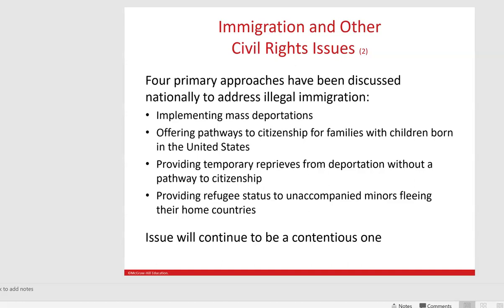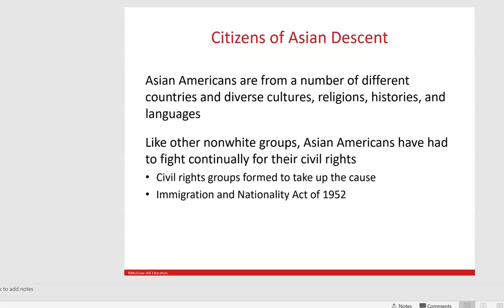How do we address illegal immigration? We can implement mass deportations. We can ease the path to citizenship for families with children born in the United States. We can provide some type of temporary reprieve or safety for people without a pathway to citizenship. We can provide refugee status to unaccompanied minors fleeing from their home countries.